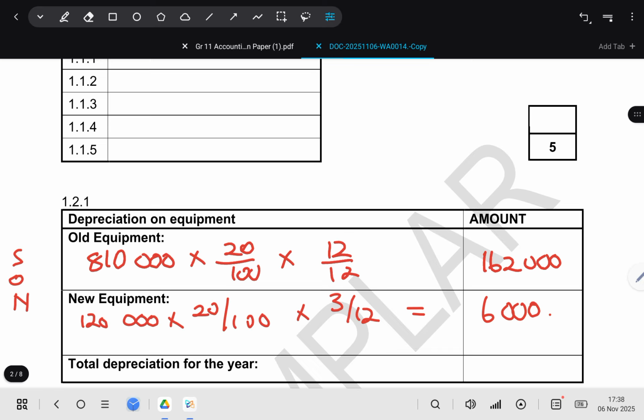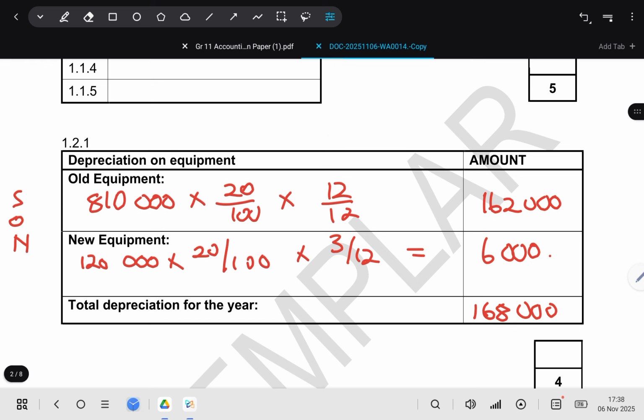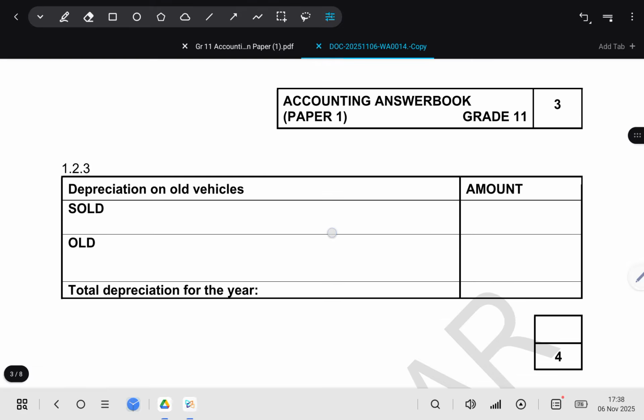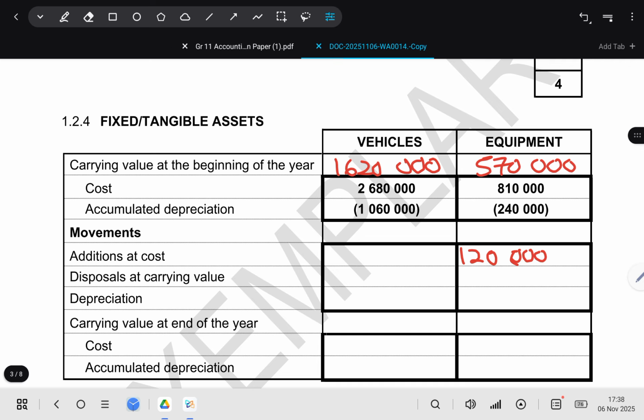So it means we are going to say 810,000 multiplied by 20%, yes, it's 162,000. Then 162,000 plus 6,000 will give you 168,000. So in our depreciation for the year for our equipment, we are going to insert that 168,000. Okay, guys. Now remember, under disposal, we did not sell anything, so we're going to put 0.